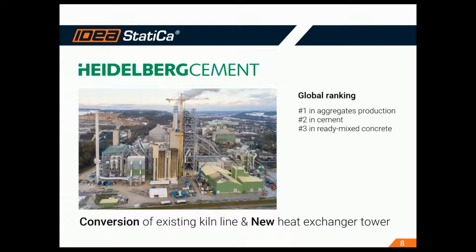So the project that we are presenting today is located in Germany. It was a conversion of an existing kiln line and a new heat exchanger tower that actually was finished just about a month ago, so it went into operation. And it belongs to Heidelberg Cement, which is the largest company in the world in aggregates production and number 2 in cement production.